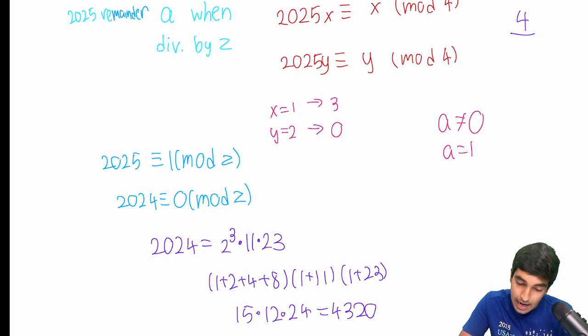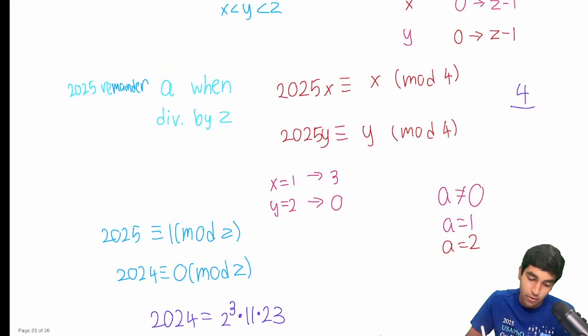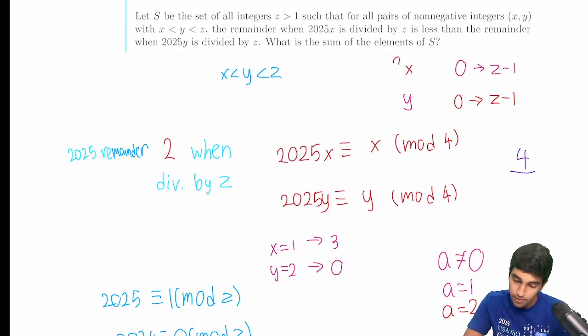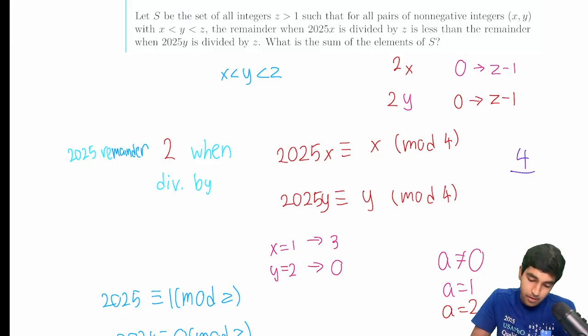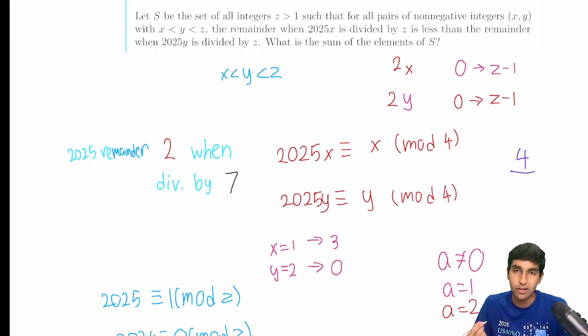So let's say a equals 2, right? Let's say this remainder is 2 when divided by z. Now we have 2x and 2y. So is it always going to be true that whenever x is less than y, the remainder of 2x when divided by z is less than 2y when divided by z? Well, this is not true. To see why, let's pick a factor of 2023. Let's say 7, right? I'm just trying to show it for illustration's sake.